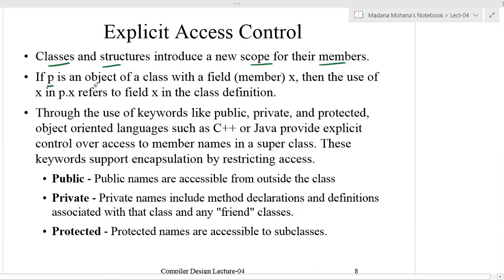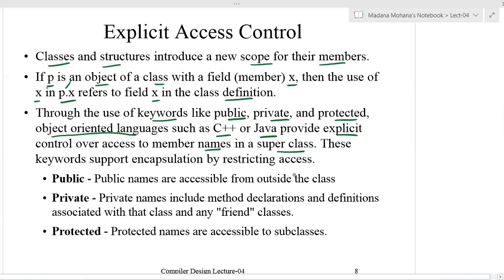If P is an object of a class with a field X, which is called a member, then the use of X in P can be referred to as P.X using the dot operator. That means X is derived from the object P, and it refers to field X in the class definition. Through the use of keywords like public, private, and protected, object-oriented languages such as C++ or Java provide explicit control over access to member names in a superclass.